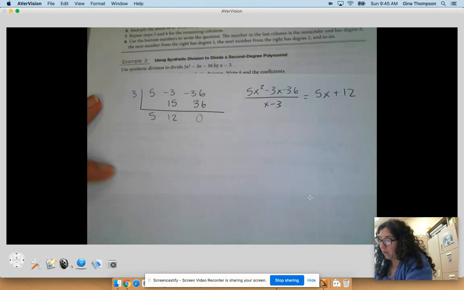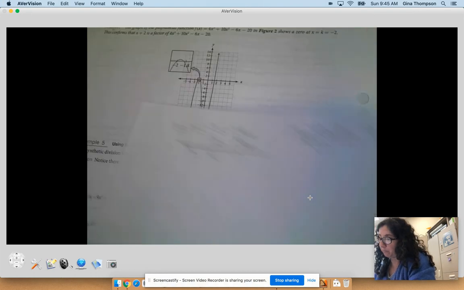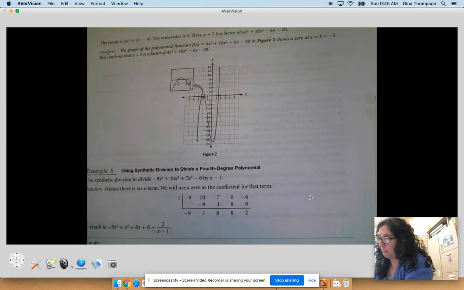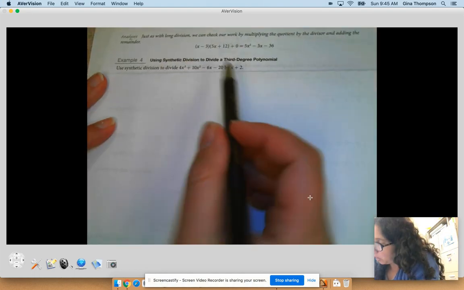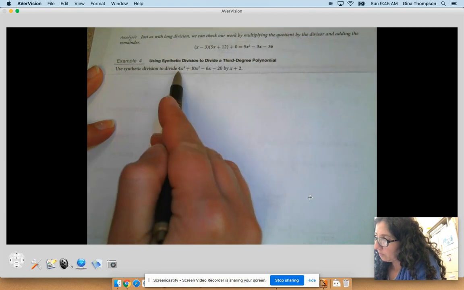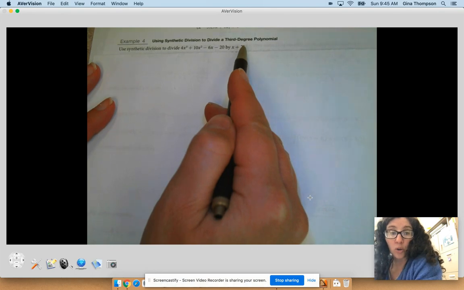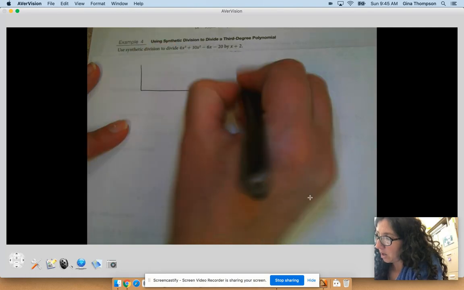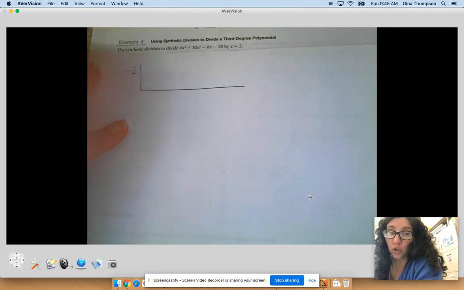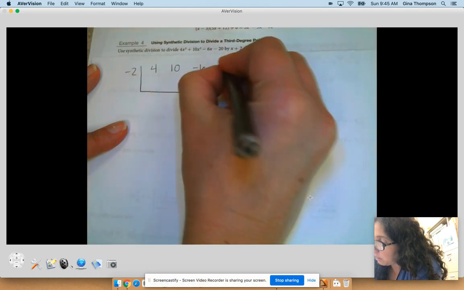Let's do another synthetic division problem. We've got a cubic polynomial, and here we have a linear factor, x plus 2. We're dividing it by something of the right form. So yeah, we can use synthetic division. So what is our number out here? It's plus 2, so we write a minus 2 out there in our little box. And then we write the coefficients of our terms, 4, 10, minus 6, minus 20.